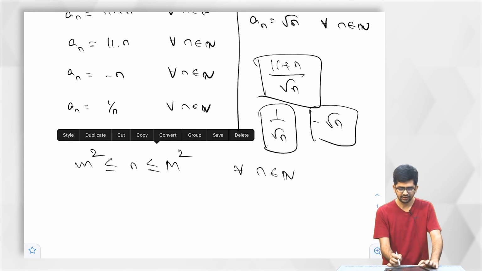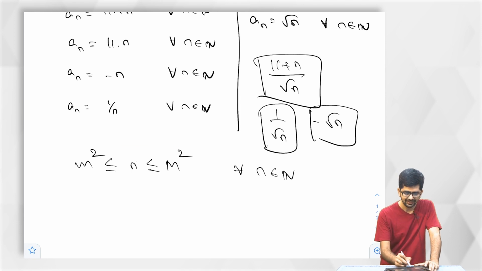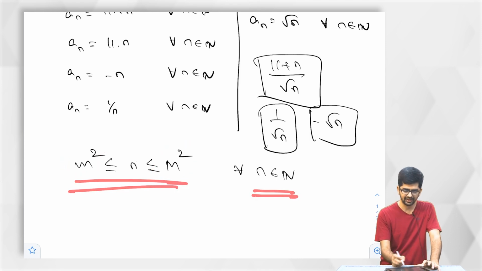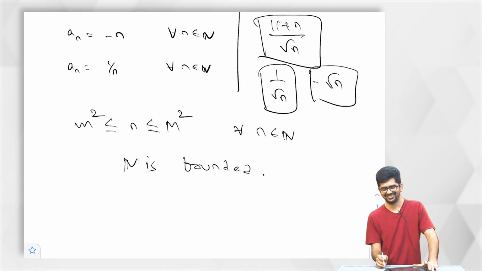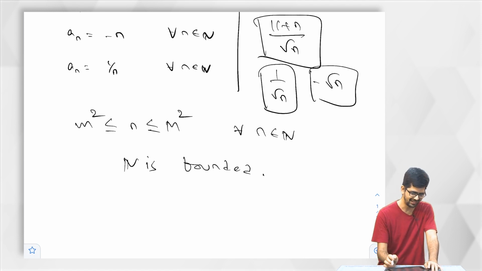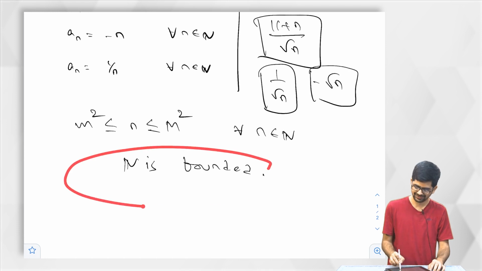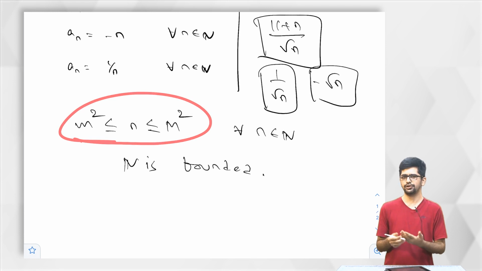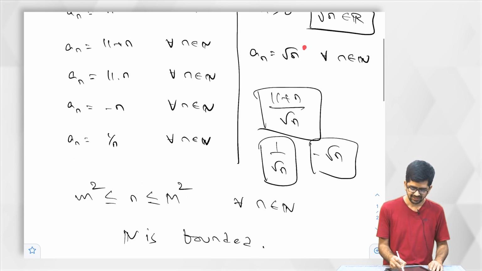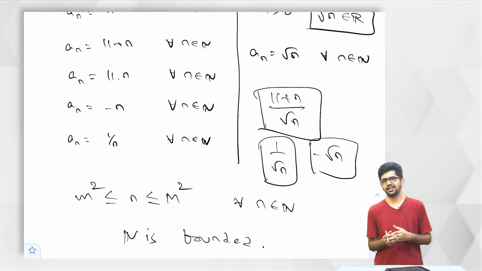So we have this condition. What does this say? This says there are two elements of R such that for every n belongs to N, we have this condition. What does this say? This says N is bounded. Is N a bounded subset of R? I have repeated many times that it is not bounded. So this is not going to happen. What does this say? This says this sequence cannot be a bounded sequence in R.